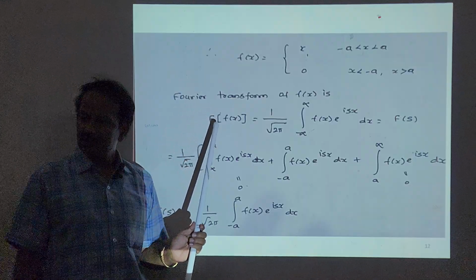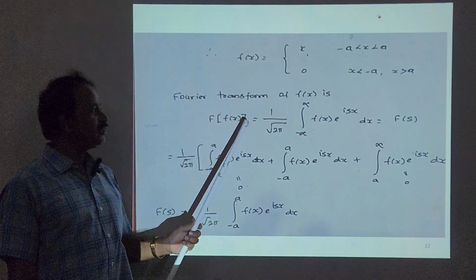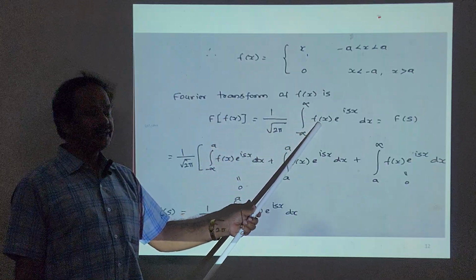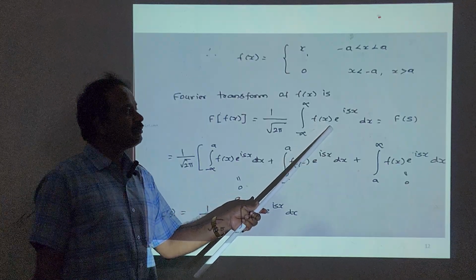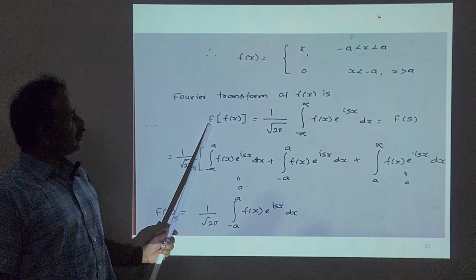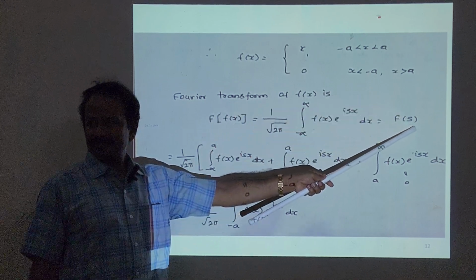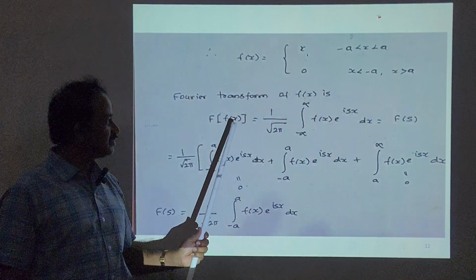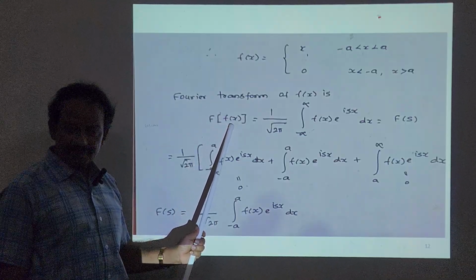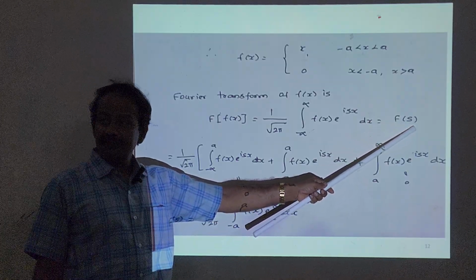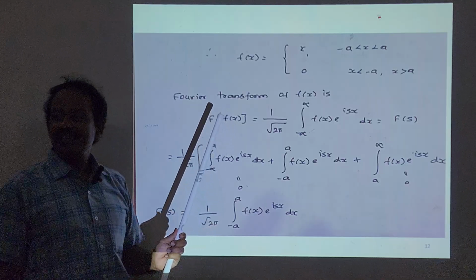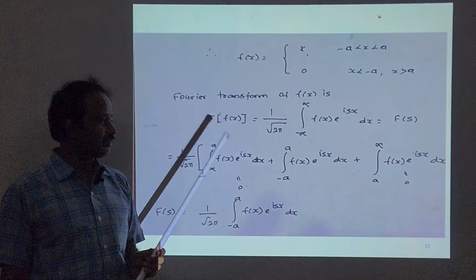Now use, as usual, the Fourier transform formula, which is nothing but F of s equal to 1 divided by root 2 pi, integral from minus to plus infinity, f of x e power isx dx. See here, the Fourier transform of f of x is nothing but F of s. This is capital F of s. This is small f of x. It means the Fourier transform of f of x is nothing but capital F of s. The Fourier inverse transform of F of s is nothing but your f of x. Is it okay? It's the other way around.